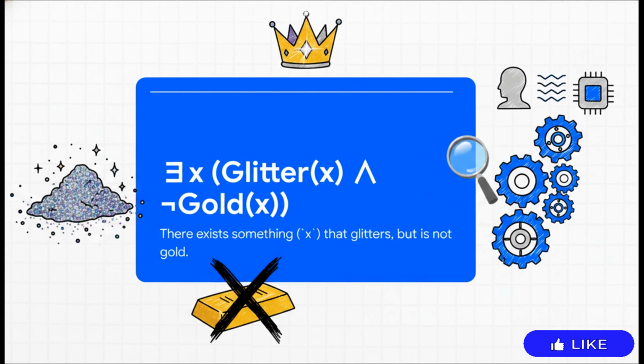So what does this final formula actually mean? Let's translate it back into plain English. It says, there exists at least one thing, X, such that X glitters and X is not gold. I mean, come on, that's it. That is exactly what the original proverb means, that some shiny things out there are just fakes.